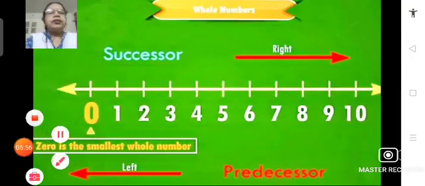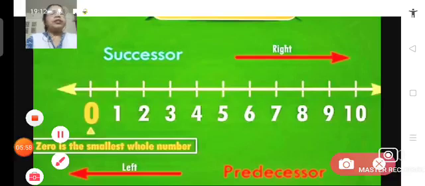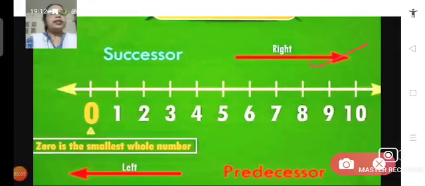So we can observe that on a number line for whole numbers, when we move towards the right, the numbers go on increasing. And when we move towards the left, the numbers go on decreasing. So if we want to find the successor of a given number, we move a unit distance to the right of that number. And if we want to find the predecessor of that number, then we move towards the left of that number at unit distance. So the predecessor of 3 will be 2.